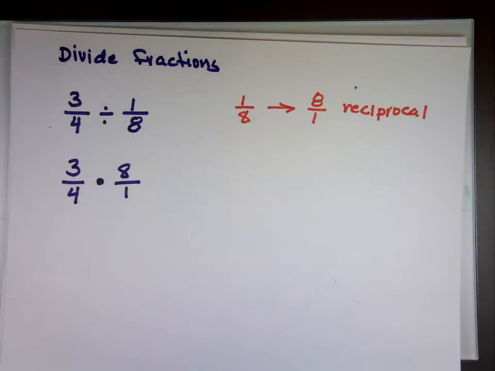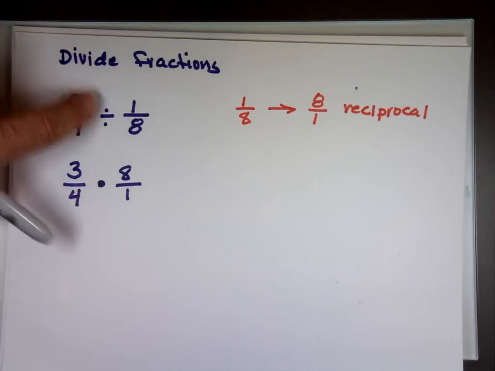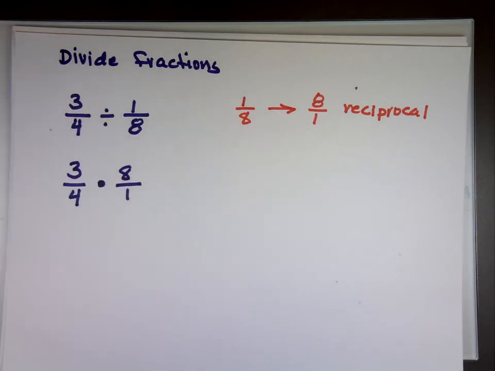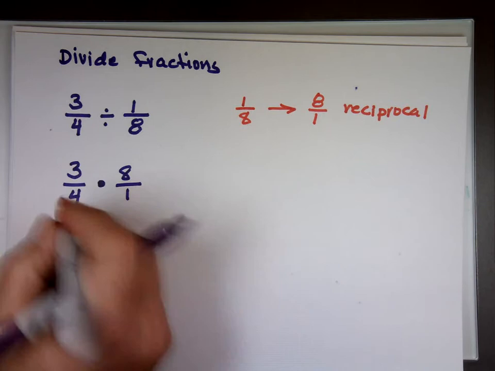Now just do the multiplication. So that's what you've got to do. When you have division, do one extra step. Leave the first fraction alone. Don't touch it. Change the division to multiplication. Flip the second one. Now, again, just like before, can you simplify anything?